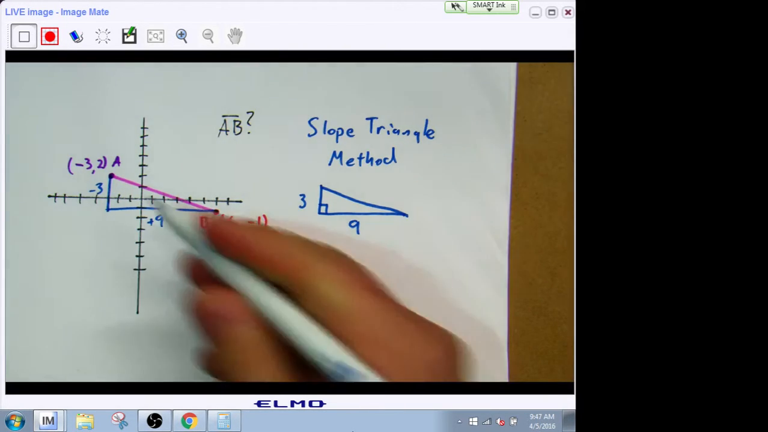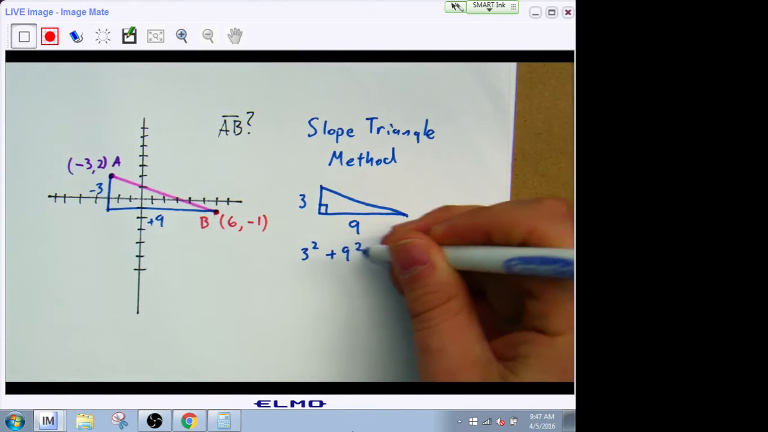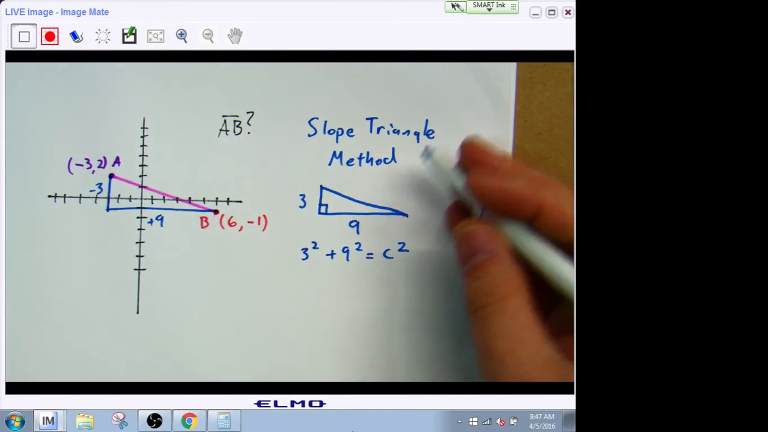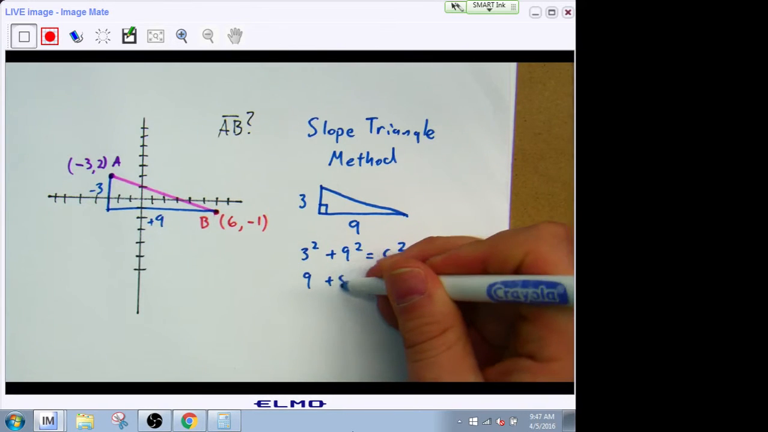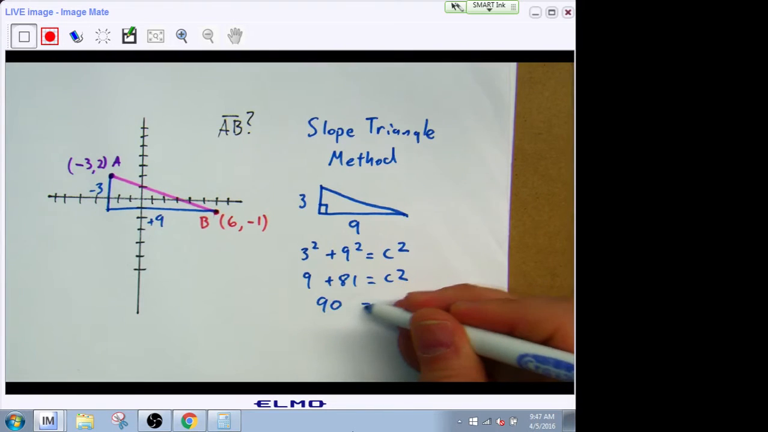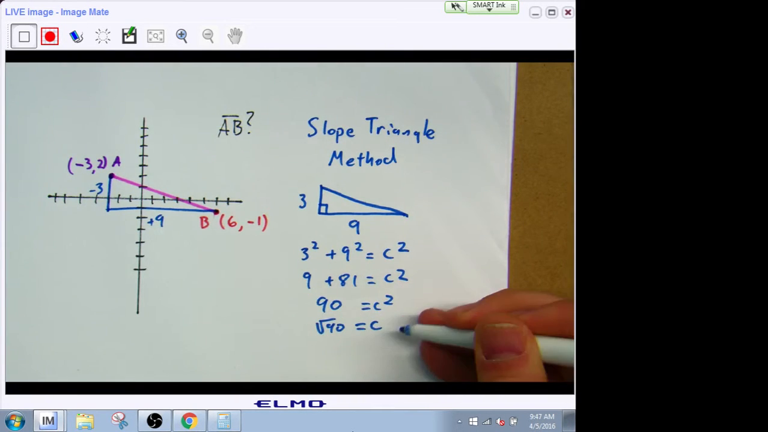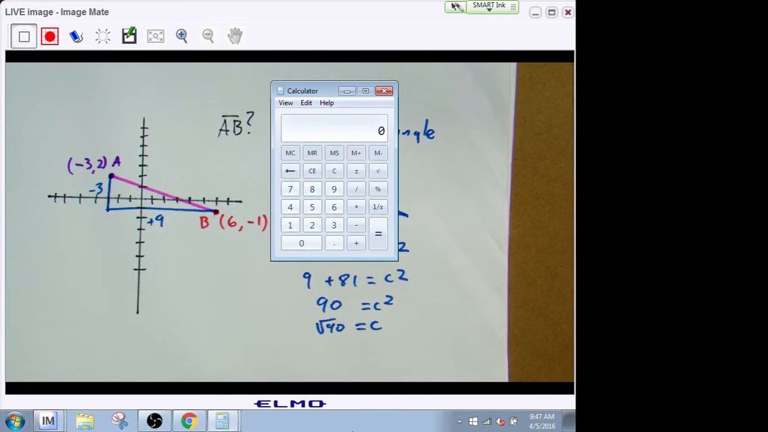But now that we have this slope triangle, we just simply do 3 squared plus 9 squared equals c squared. That becomes 9 plus 81 equals c squared. That becomes 90 equals c squared. So the square root of 90 is c. And 90 square rooted is about 9.49.